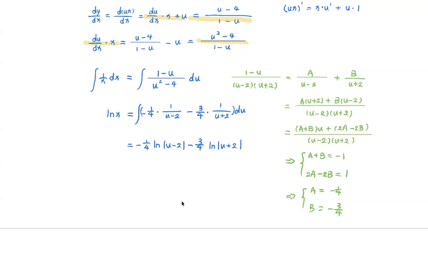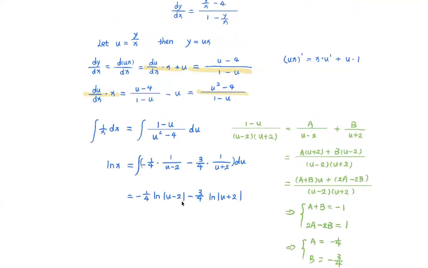Now you just need to sub it back in. We know u equals y over x. Oops, u equals y over x, so you plug it back in. That's going to give you now negative 1/4 ln of y over x minus 2, minus 3/4 ln of y over x plus 2. Okay, so that's your final solution. The only hard part is the partial fraction, I hope.